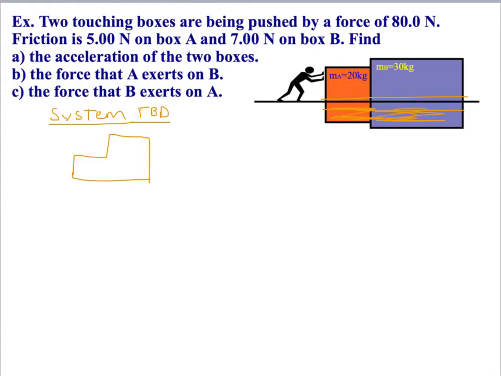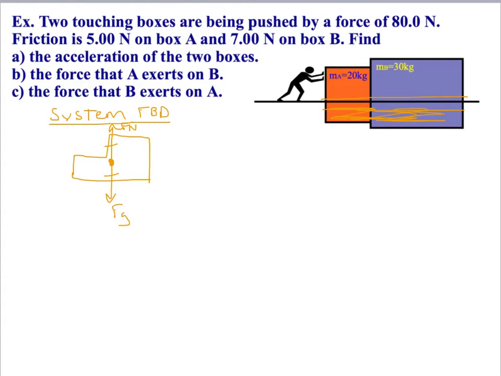They're resting on the ground. They're going to have a combined force of gravity pushing them down. They're going to have a normal force going up. This normal force is equal to the force of gravity. We don't need to consider those balanced forces. We're just going to look at the unbalanced forces.